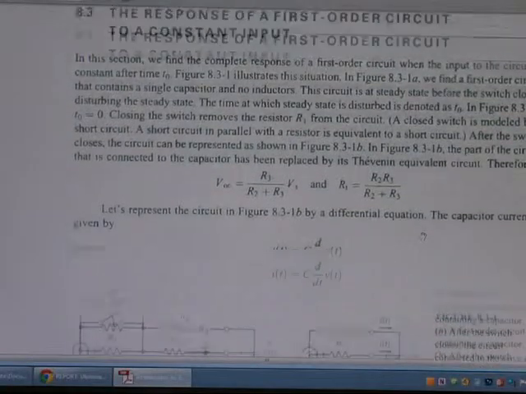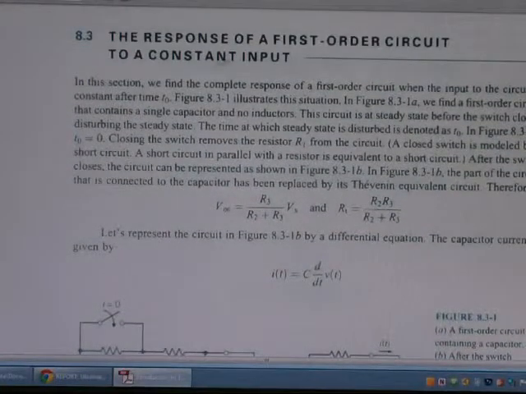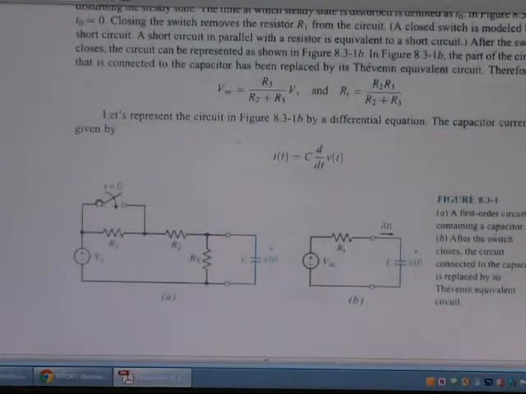So in this case we have a first order circuit. Take out the circuit when the switch is on. This is R1, R2, R3. So we can draw the equivalent diagram. In this case, VOC is R3 divided by R2 plus R3 times VS. RT is equal to R2 R3 divided by R2 plus R3. And iC equals C dv/dt.